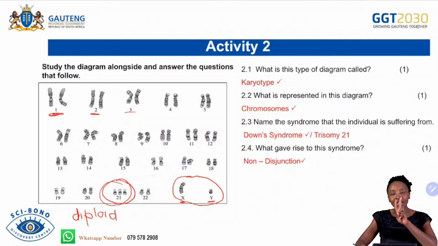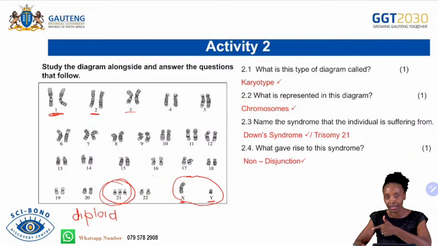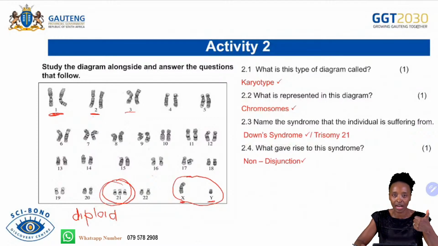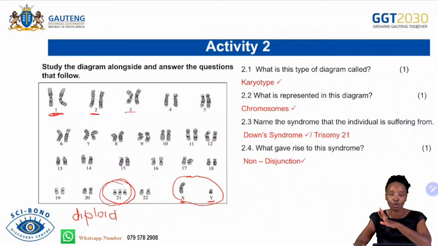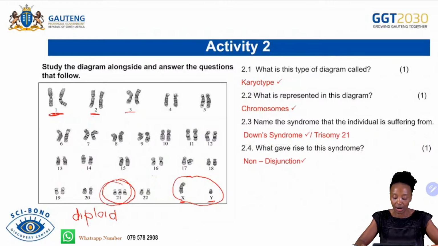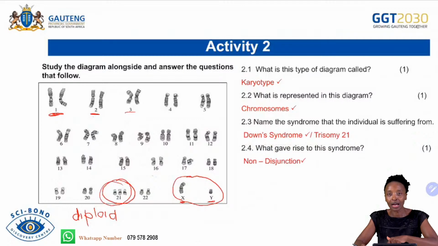So you see, we've done 2 activities already. The first activity, the question was, what was the cause? What does it result in? We did say the cause is failure to separate, non-disjunction, and it results in a syndrome or a disorder called Down syndrome. Again here, name the syndrome. It's Down syndrome. What causes Down syndrome? Failure of the chromosomes to do what?